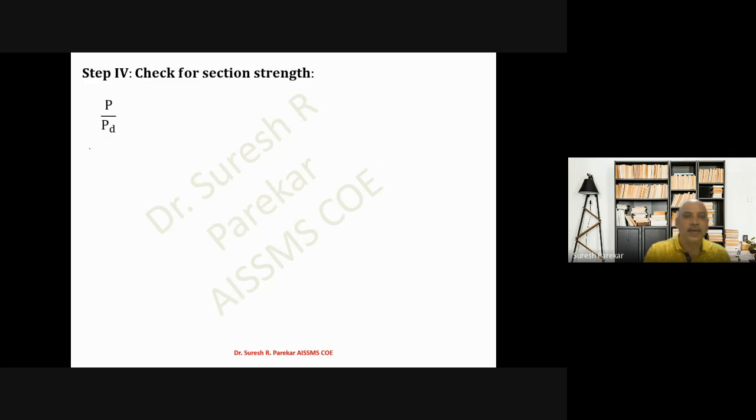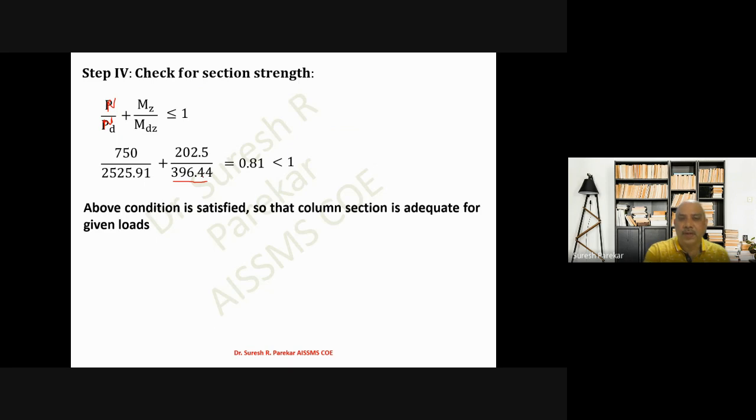Again, this will be ND, because in some books it is mentioned as P, but that P is for checking buckling resistance in compression, using KL upon R, and that will not be section strength. So for section strength we have to use N upon ND plus MZ upon MDZ, which should be less than or equal to 1. The only change is that 396.44 is substituted here, and it comes to 0.81, less than 1. Therefore the above condition is satisfied, so the column section is adequate for the given loads.